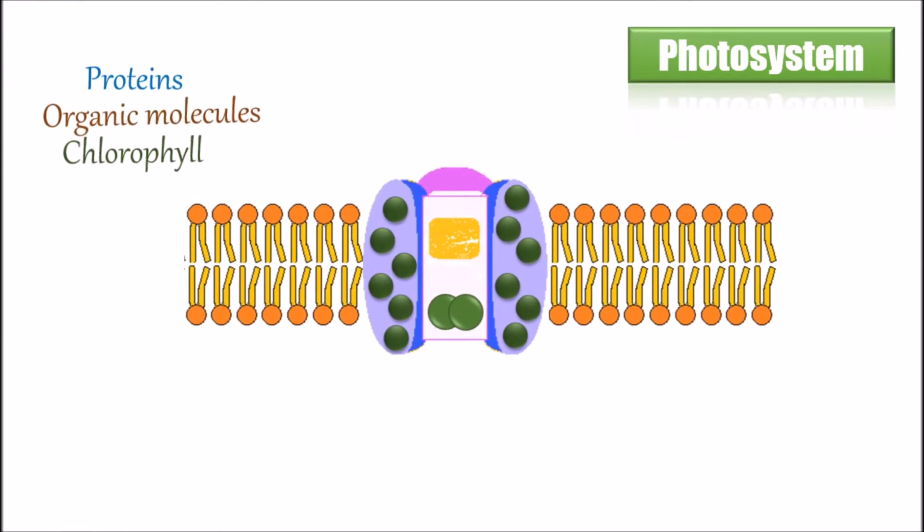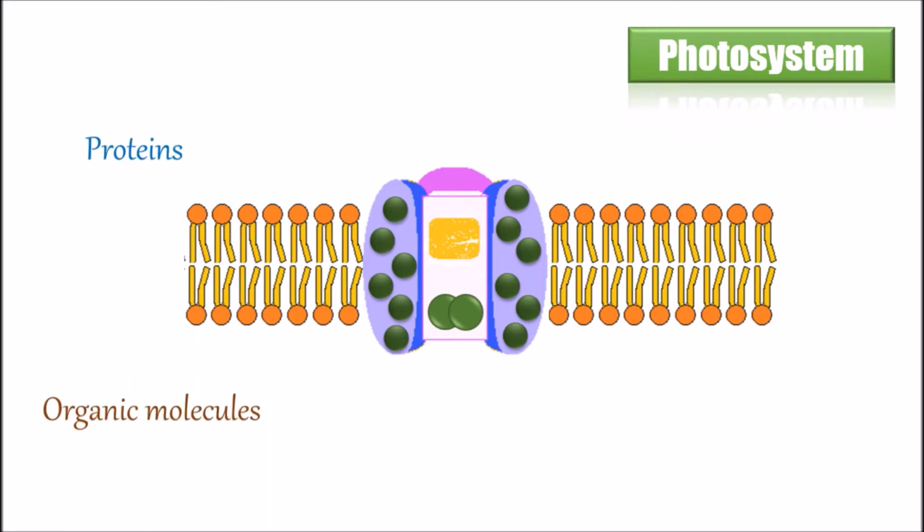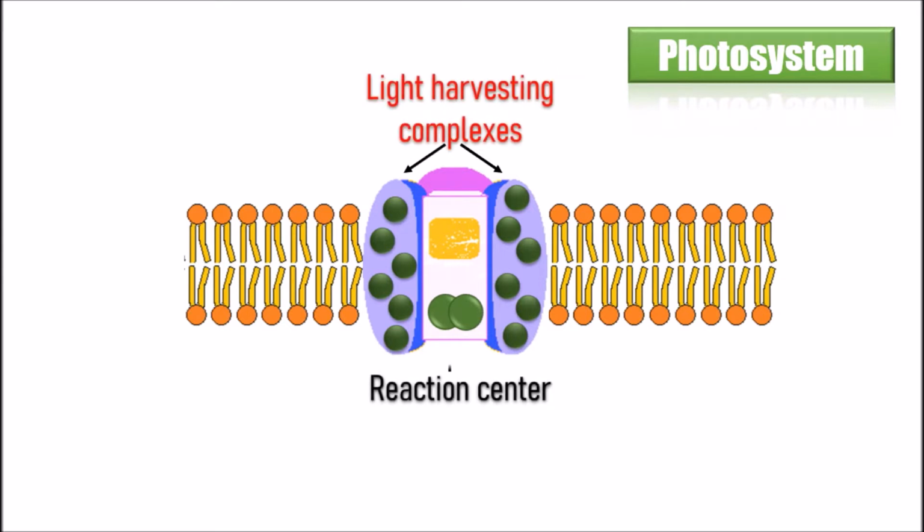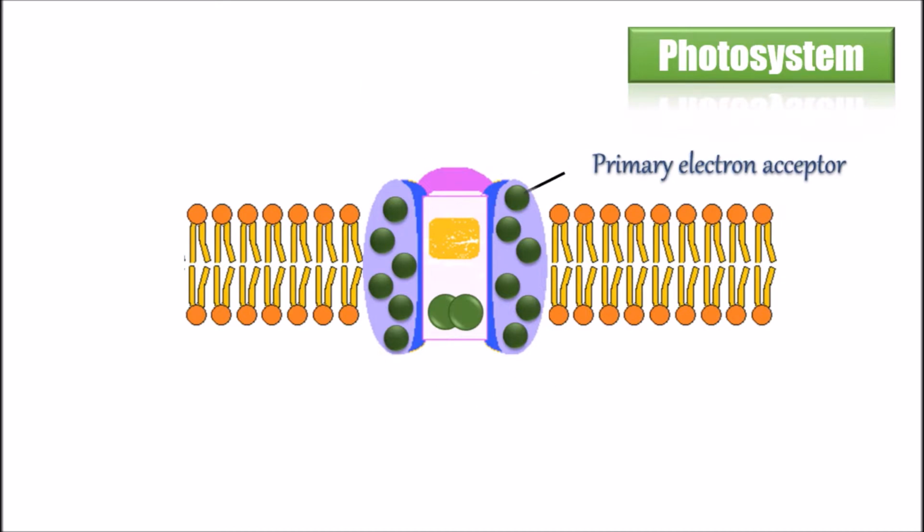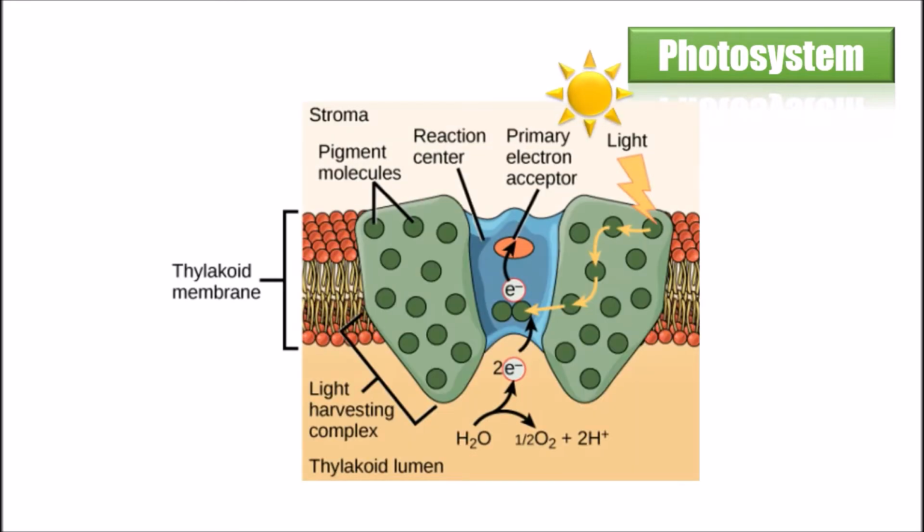Chlorophyll molecules, other organic molecules and proteins are organized in the photosystems. A photosystem contains several light harvesting complexes that surround a reaction center. A reaction center complex also contains a primary electron acceptor. The pigment molecules collect energy and transfer it towards the central part of the photosystem called the reaction center.